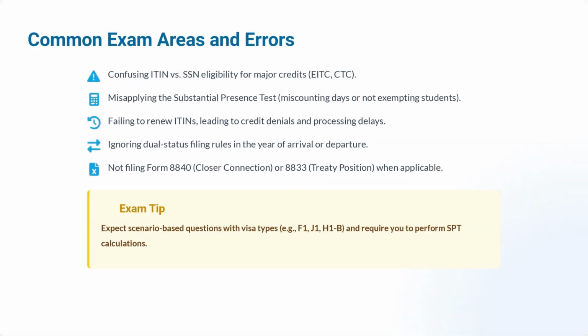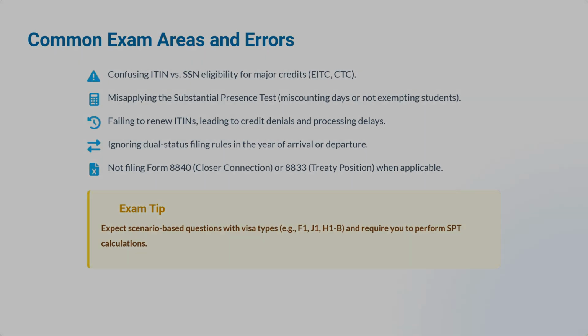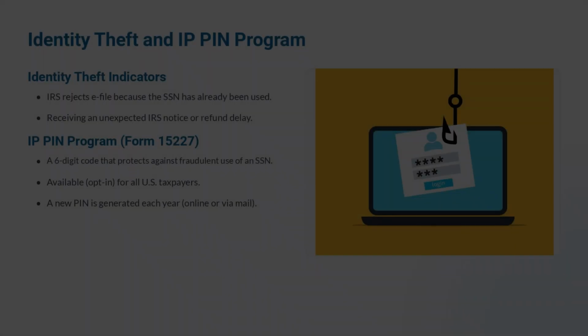Common mistakes and exam traps. Here are some of the most frequent issues. Using ITIN when SSN is required. Miscounting days in the substantial presence test. Forgetting to renew ITIN. Improperly claiming treaty exemptions without filing Form 8833. Dual status filing errors. Incorrect dependent identification. These show up often on the EA exam in scenario-based questions.